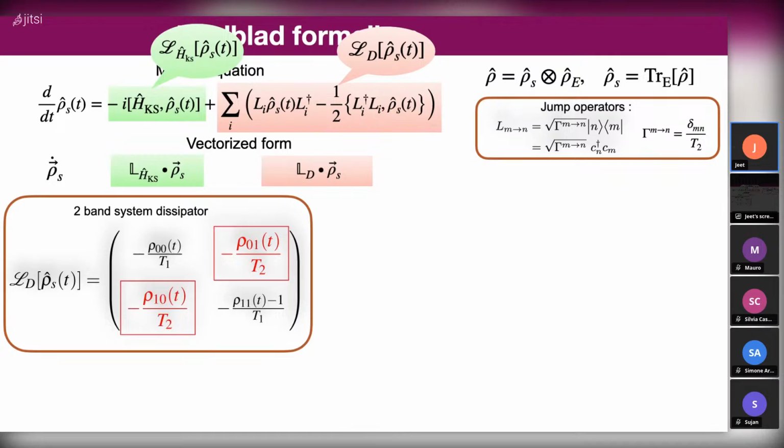So in general, the two-band dissipator is something looking like this, where this off-diagonal term is the main reason behind these decoherence processes, the relaxation processes.